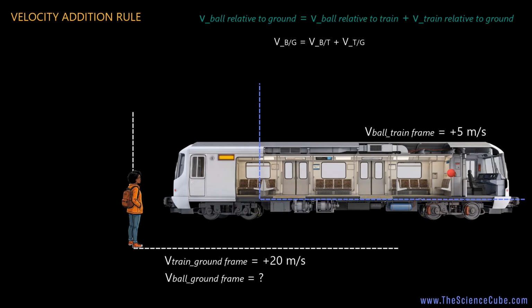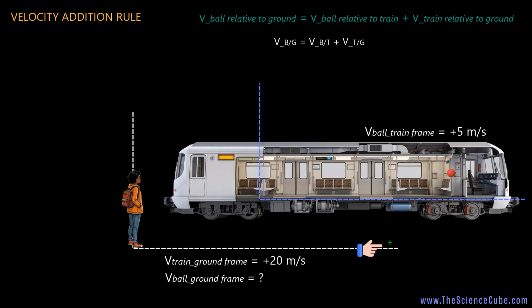So let's work through the directions carefully. Here's where students make errors. The direction matters, and the sign of each velocity is determined by your chosen coordinate system. Let's set up clearly. Positive direction is to the right.